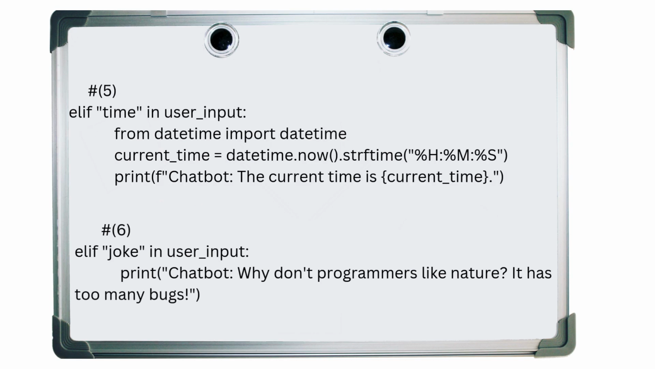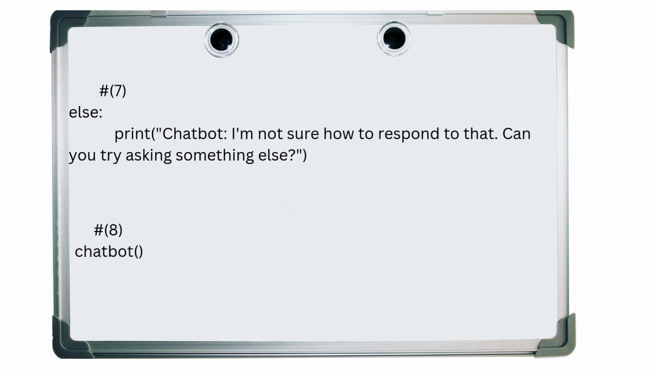Coding step 5. If the user asks for the time, here, we use Python's datetime library to tell the current time. Coding step 6. If the user wants a joke, the chatbot tells a funny programmer joke. Coding step 7. What if the user types something the chatbot doesn't understand? The chatbot politely asks them to try again. Coding step 8. Finally, we run the chatbot by calling the function chatbot with closed brackets.